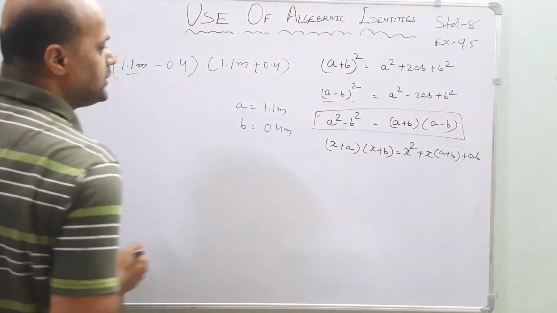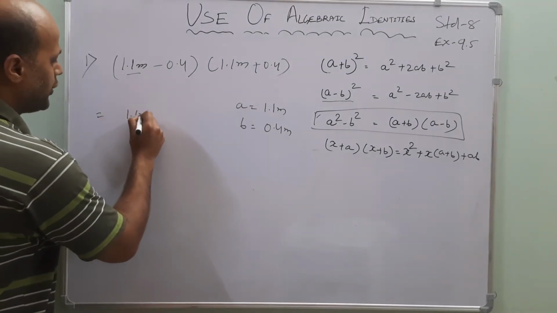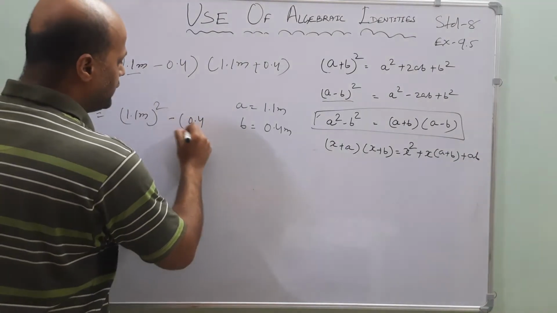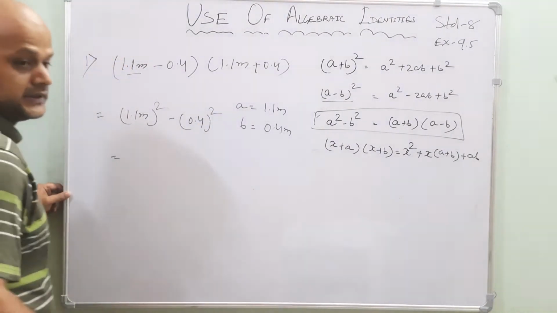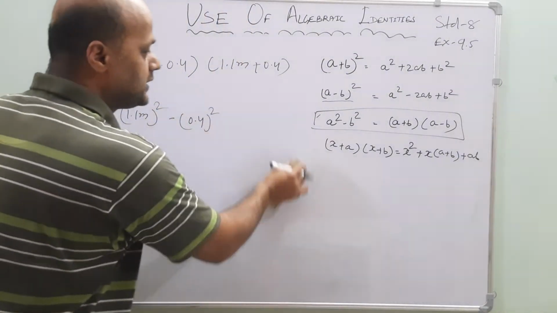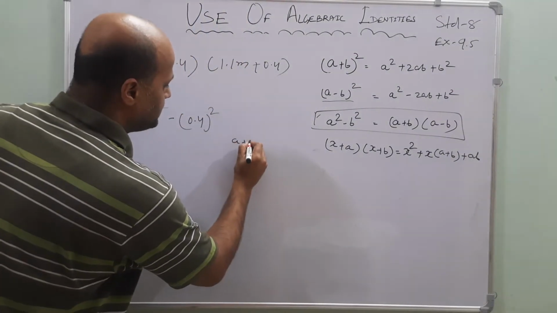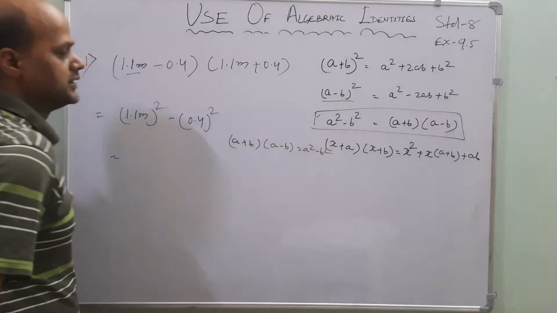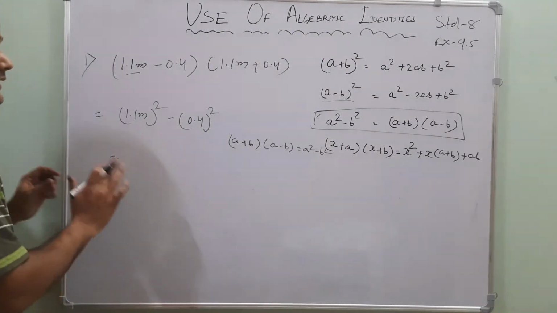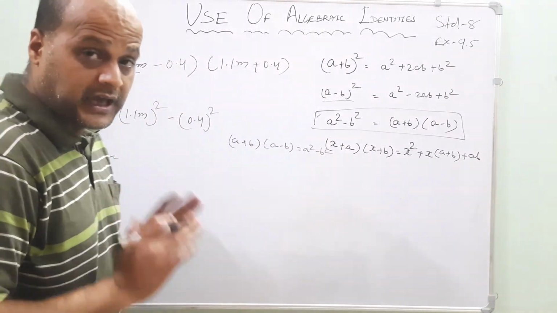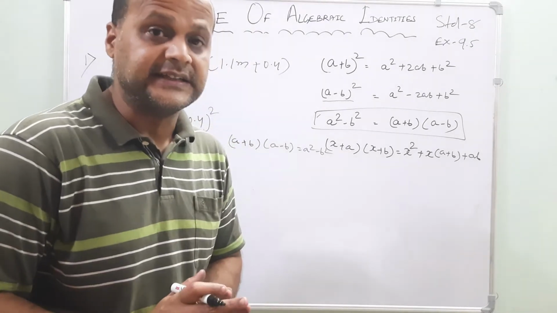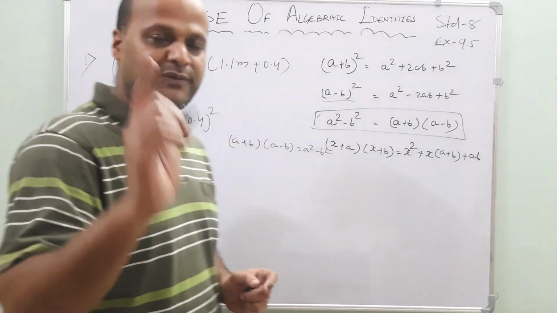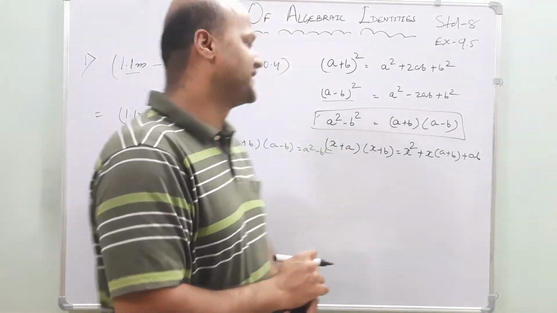What is the formula of (a + b) into (a - b)? That is (1.1 m) whole square, a square minus b square, minus (0.4) whole square. Here you have to write the statement that (a + b) into (a - b) is equal to a square minus b square. This is the formula you have to write. See, very carefully you just identify the identities, algebraic identities, so that you can get it easily. How is it easy? But before that you have to remember the identity. Okay? Let's go for it.